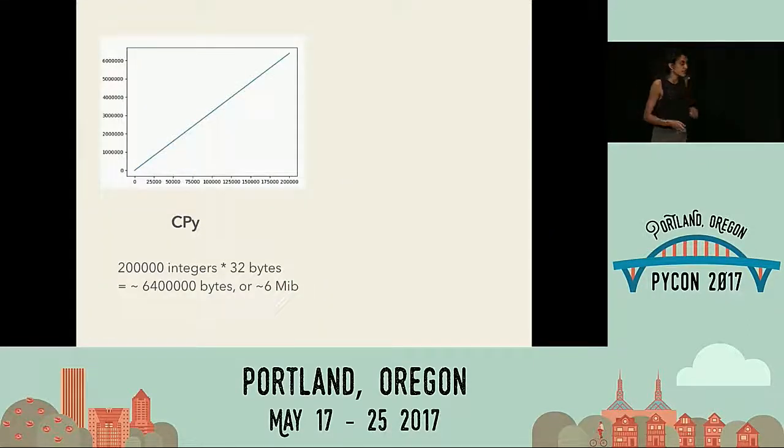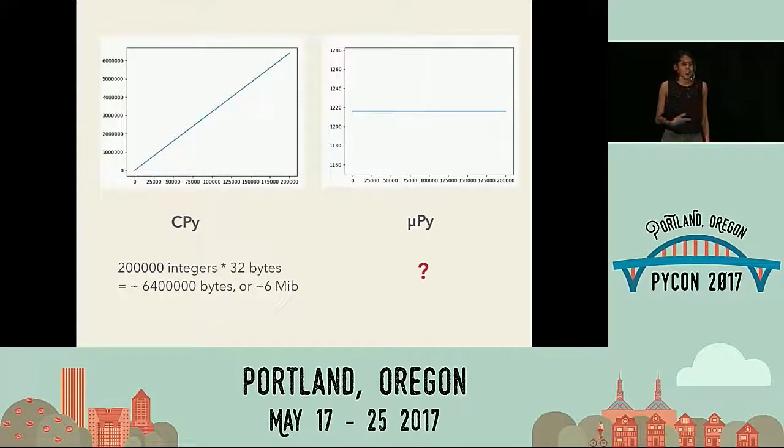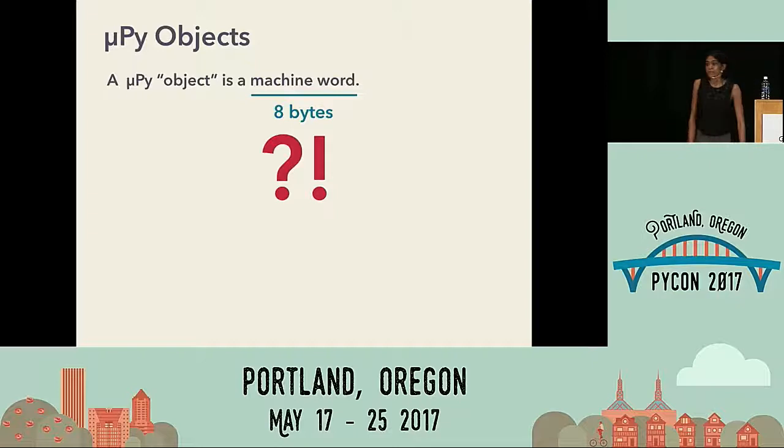So can we explain this graph? Does it make sense? Well, yes, it does. I created about 200,000 integers that took about 32 bytes each. So we get about 6 megabytes. So that took about 6 megabytes. So that's cool. We sort of understand what CPython's doing, but that's only one half of the story. What about the other half of the story? What's going on with MicroPython's nice flat line? To do that, let's talk about MicroPython's object model. In MicroPython, an object is 8 bytes.